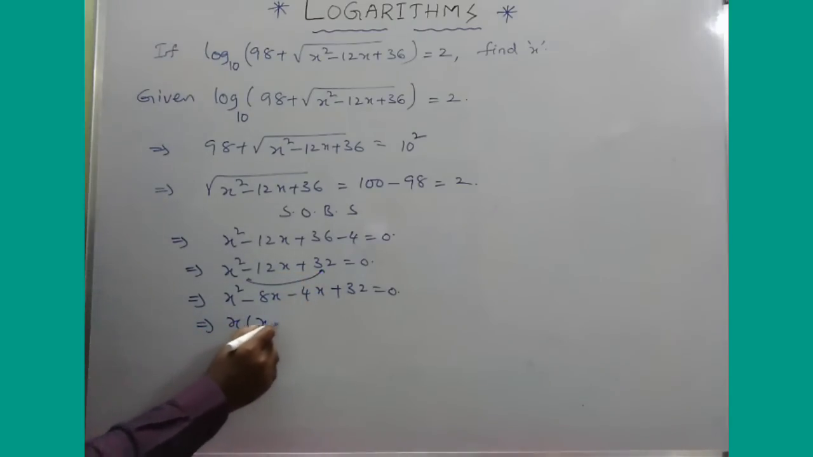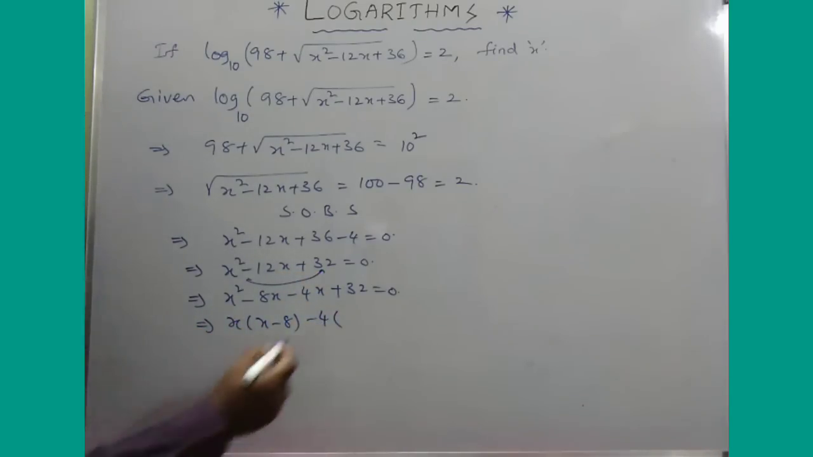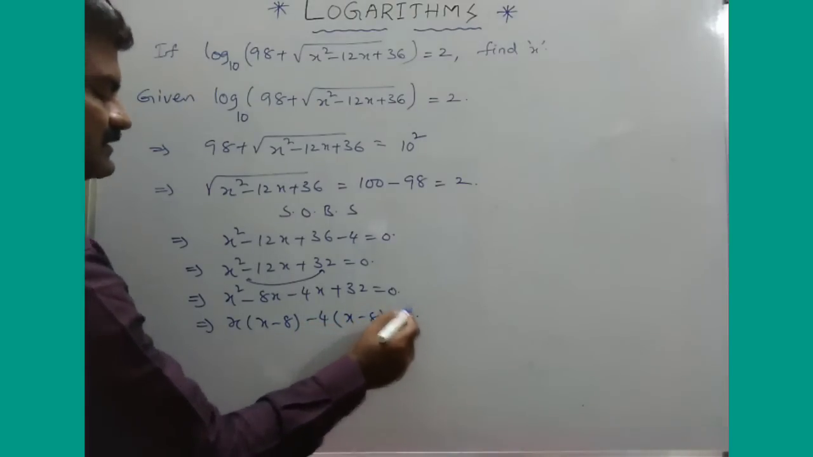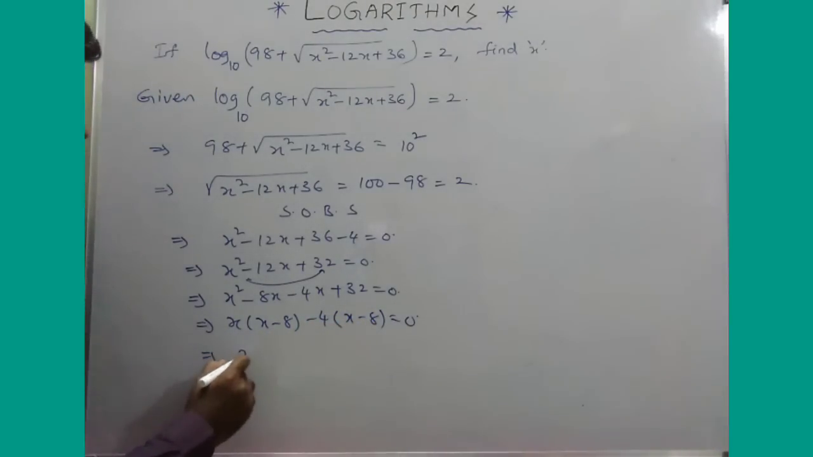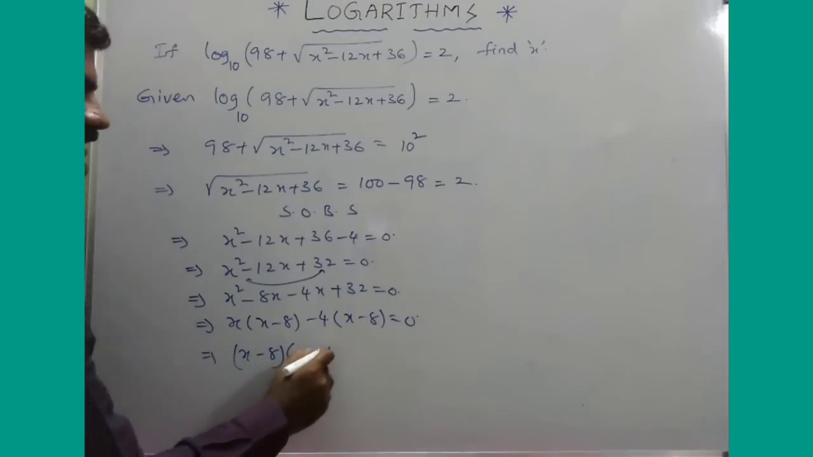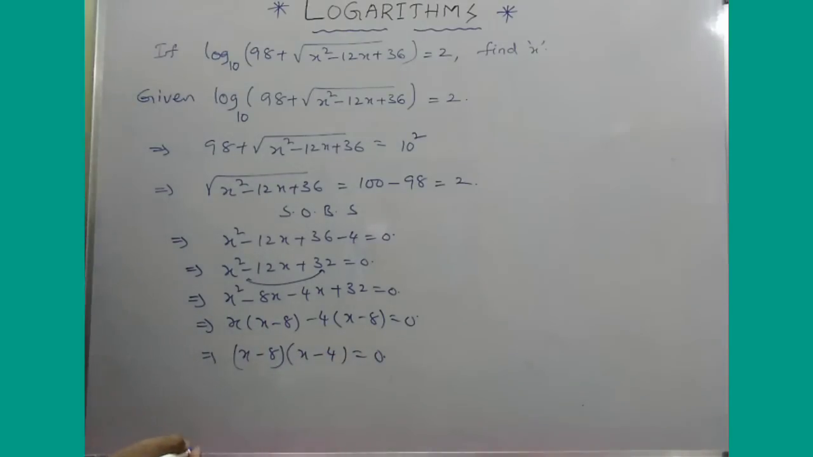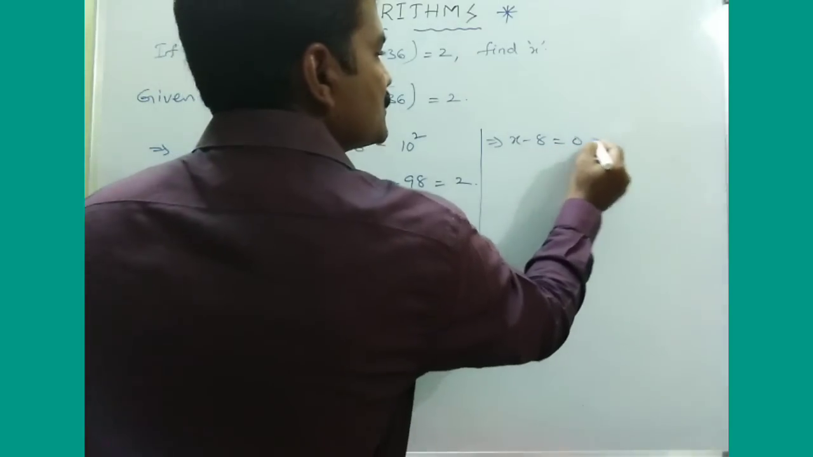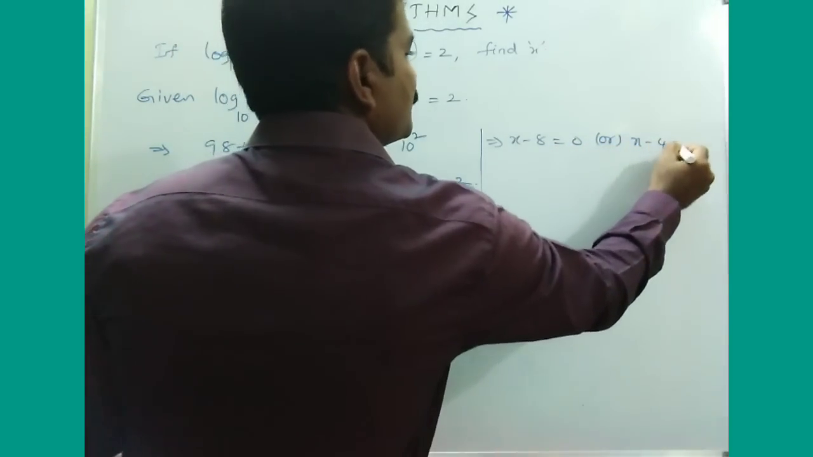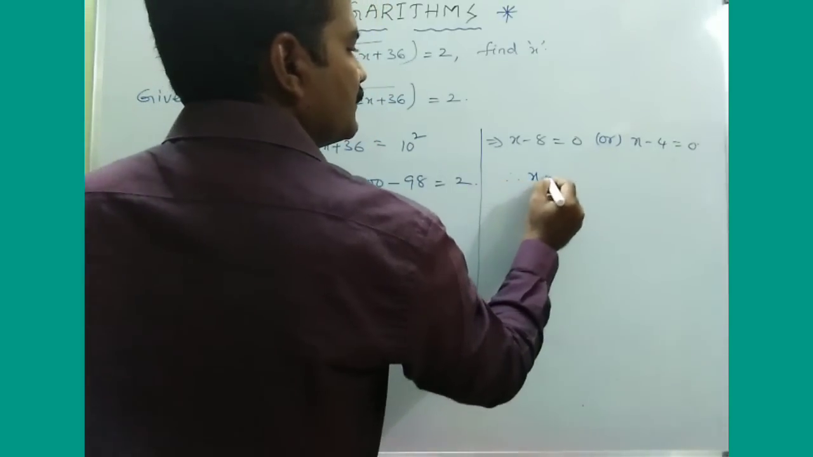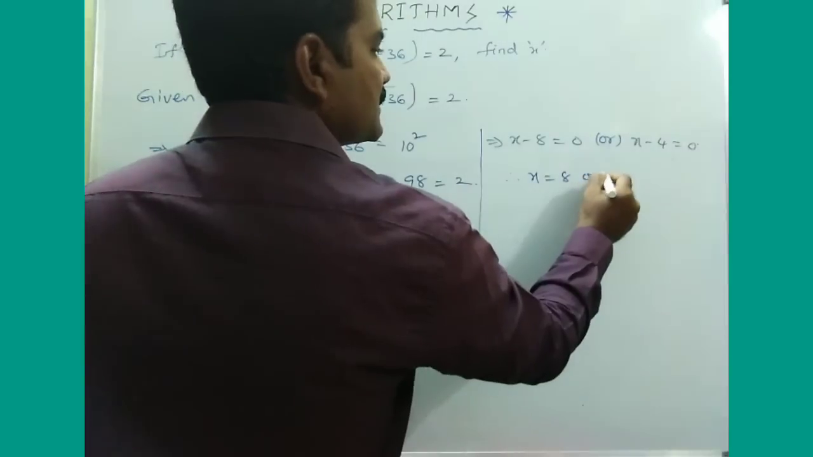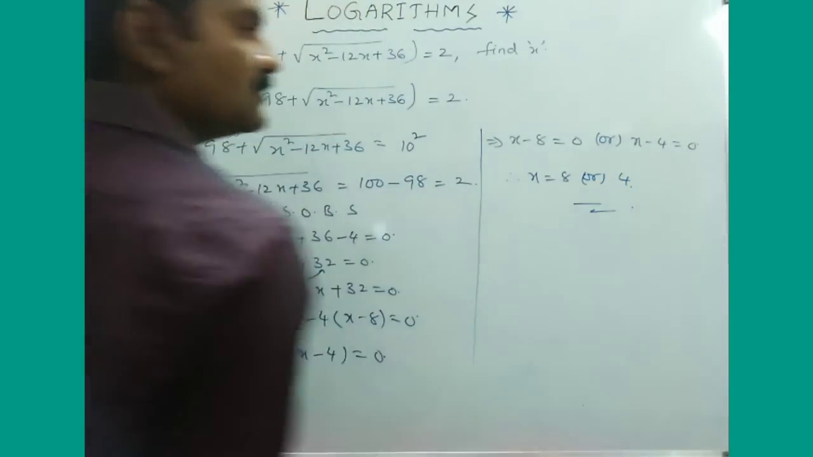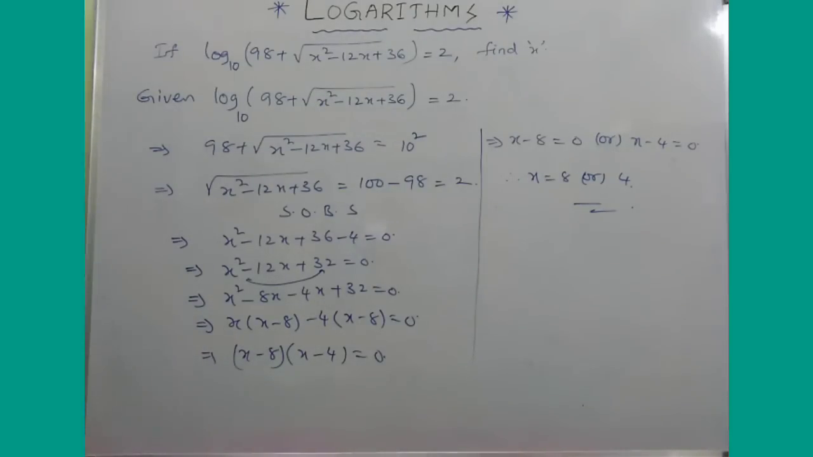Take x common: x minus 8, here minus 4 we can take common, then here also x minus 8. From both the terms, x minus 8 if you take common, then the remaining is x minus 4. I told you, when this situation arises, either x minus 8 is equal to 0 or x minus 4 is equal to 0. Therefore from this x is equal to 8, and from the next case x is equal to 4. So x is equal to 8 or 4.